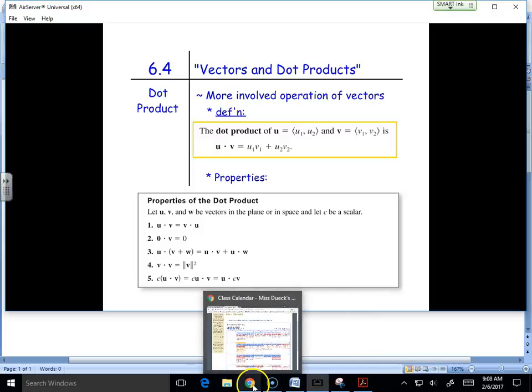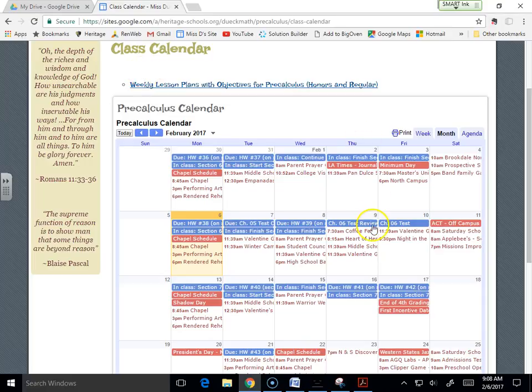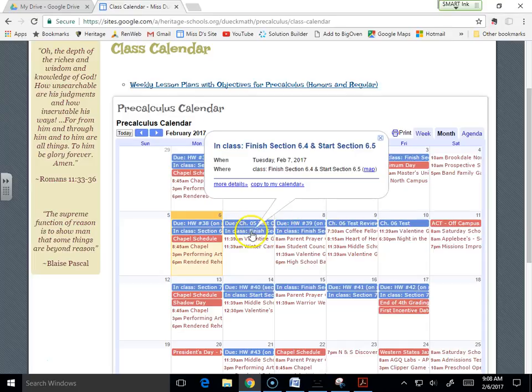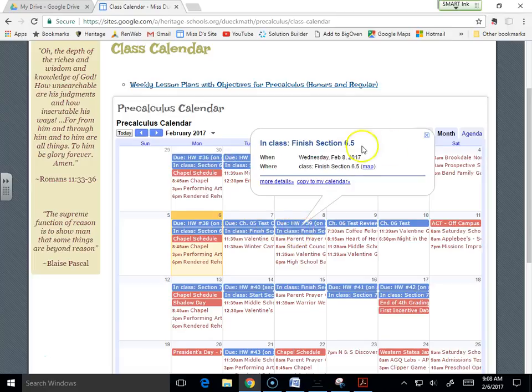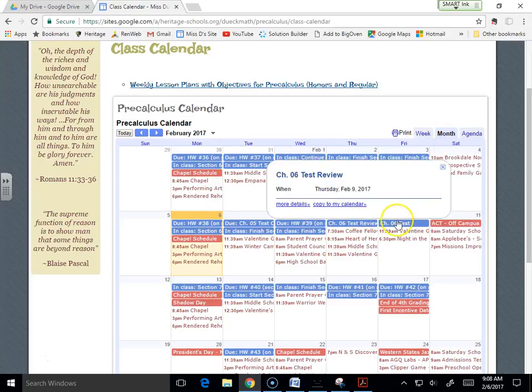You guys are starting to frantically write, but hold on, give me one second. Where are we at? 6.4 is going to take a day. I'm going to do a little bit tomorrow if we need it. We probably won't need it, but just in case. 6.5 will take almost two days, because we're just doing a little bit of 6.4 here today. 6.5 will be done by Wednesday. So we're just going to bust it through, review, and test.